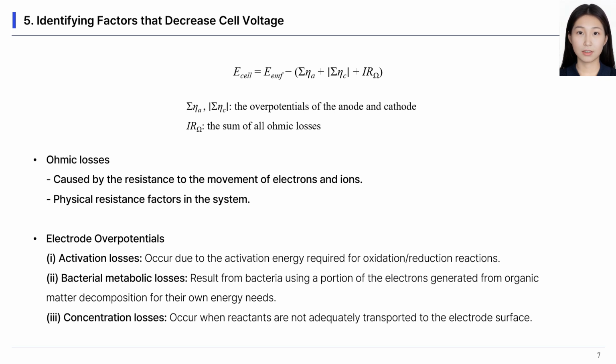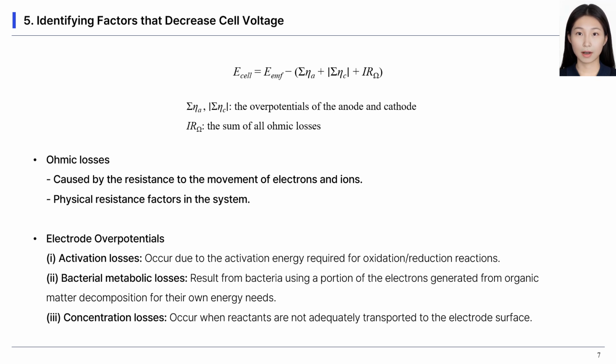This includes resistance within the electrodes, the membrane, and the electrolyte. Ohmic losses are proportional to the distance between the anode and cathode, so reducing this spacing can help minimize these losses. Additionally, using materials with higher conductivity for the electrodes and membranes can also improve performance. The third is concentration losses, which are caused by mass transport limitations.